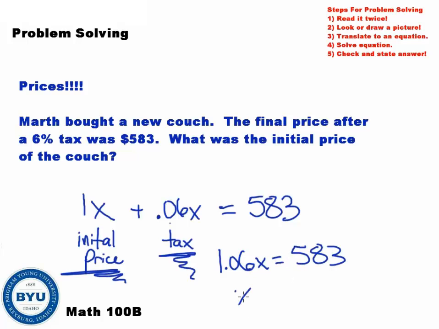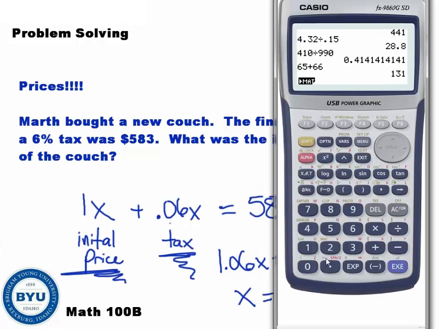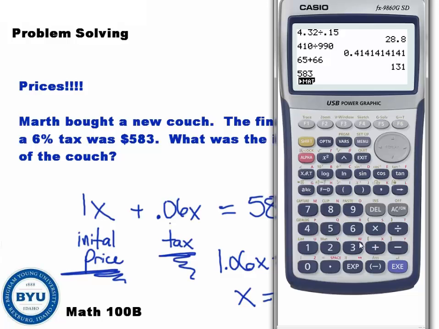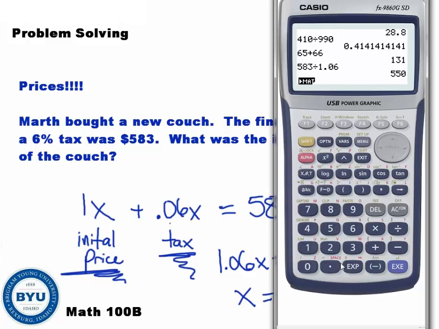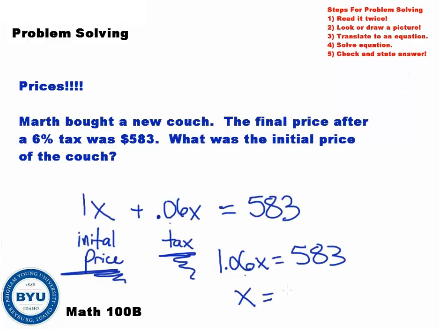And our last step is simply to divide by 1.06. When we do 583 divided by 1.06 in our calculator, we find out that the initial price, the original price of this couch, was $550.